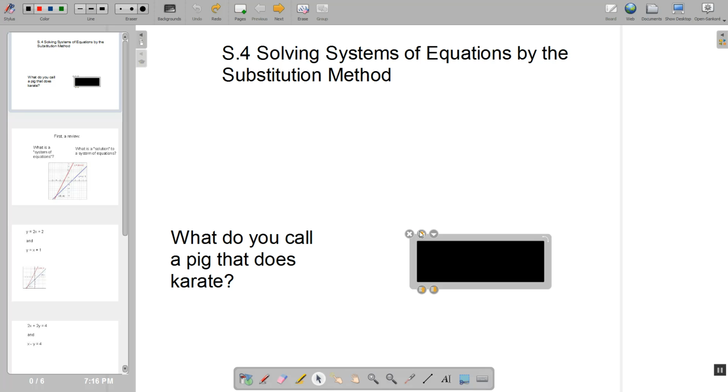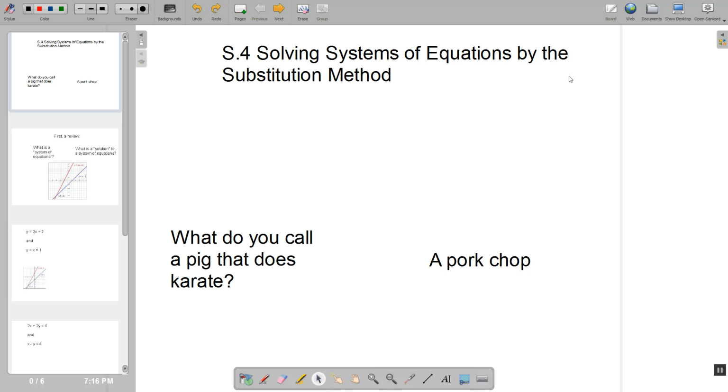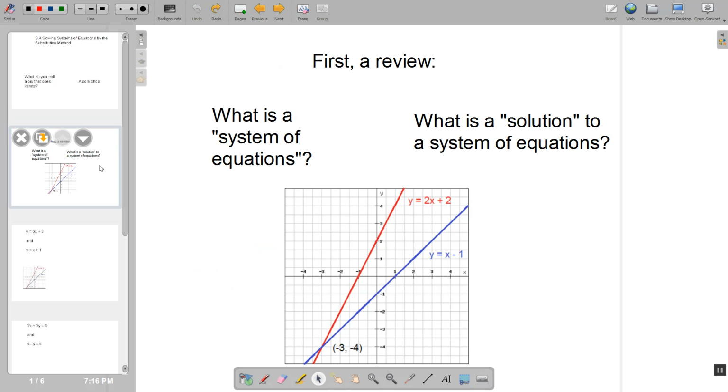So as we start this section, I first want to remind you what a system of equations is and what a solution to a system of equations is. So first of all, a system of equations, system means more than one. So this means more than one equation or line. For us in 8th grade, most often we're trying to find the solution to 2 equations, and the solution is where the lines intersect.